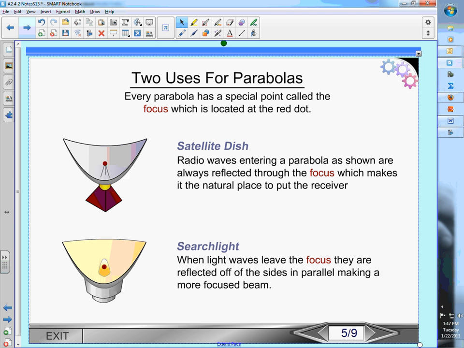Here's the focus. And literally, what it does is it focuses, this point is what the whole dish will focus all the radio waves, or if it's a satellite dish, the waves that are sending you the information about the television program you're watching. In this case, it disperses light, but it focuses the pattern of light when you use a searchlight or a flashlight or something like that.